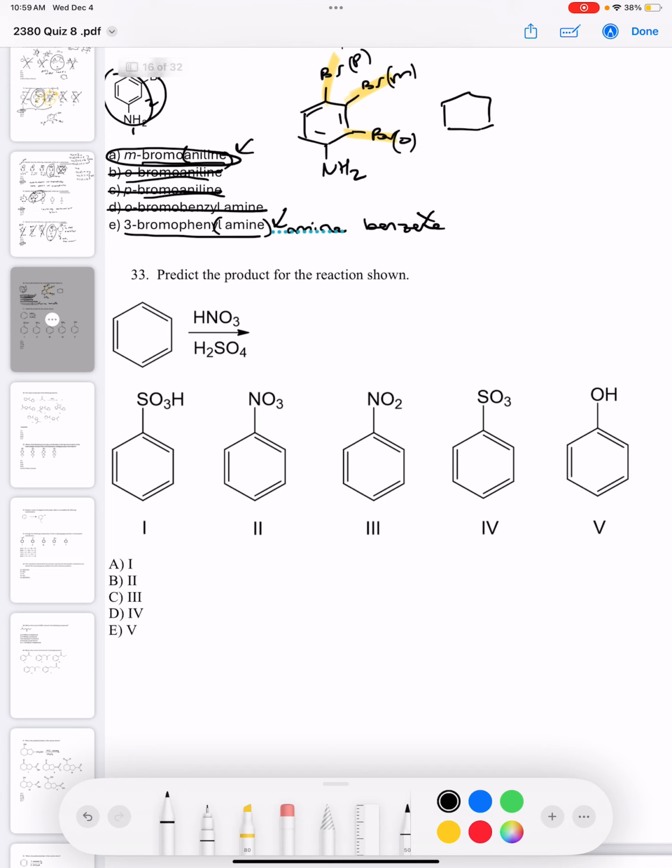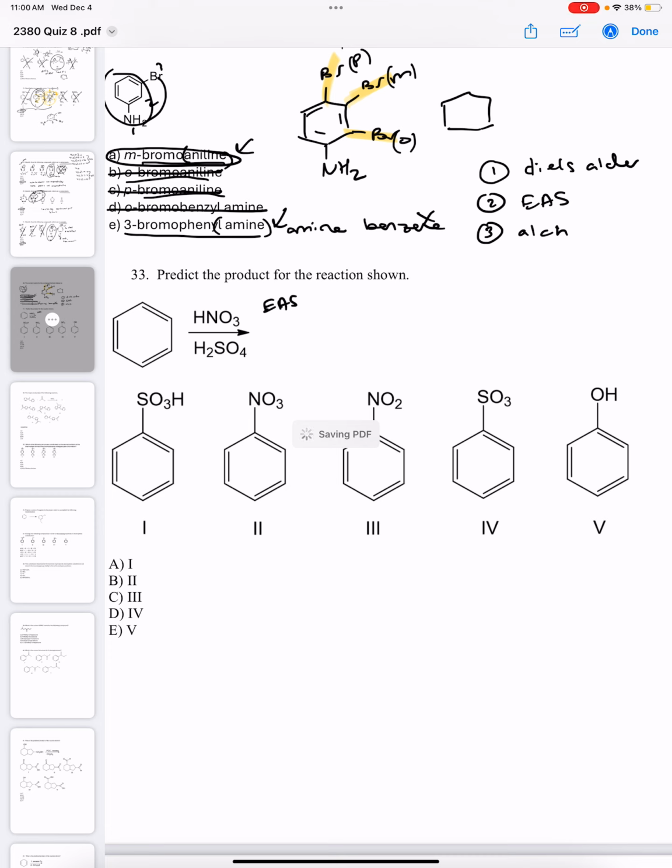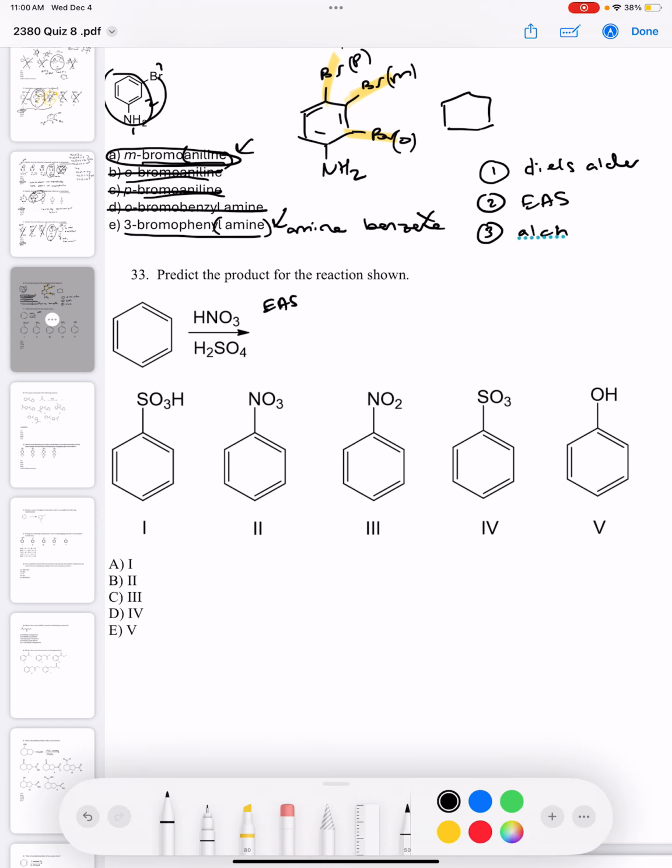Okay, the next one, this is electrophilic aromatic substitution. If you're ever not sure what reaction is going to happen, I also forgot to say this, but I'll go through the list of what reactions we learned. So this semester, I think the first we did was Diels-Alder. And then we did electrophilic aromatic substitution. We did alcohols, so adding alcohols across the double bond. Reactions of alcohols and ethers.